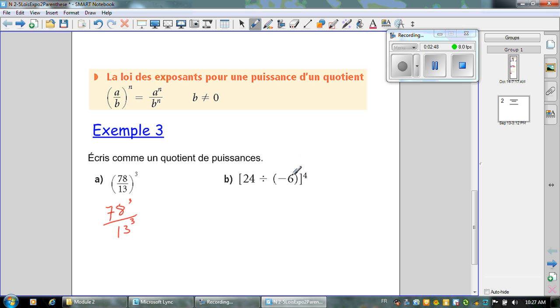Same thing here. 24 to the power of 4. That's the base. And all you're doing is just distributing exponents to the numbers that are being divided. And you're not evaluating. But if I were to ask you to evaluate, then you would calculate. But here, all I want is a quotient of powers.